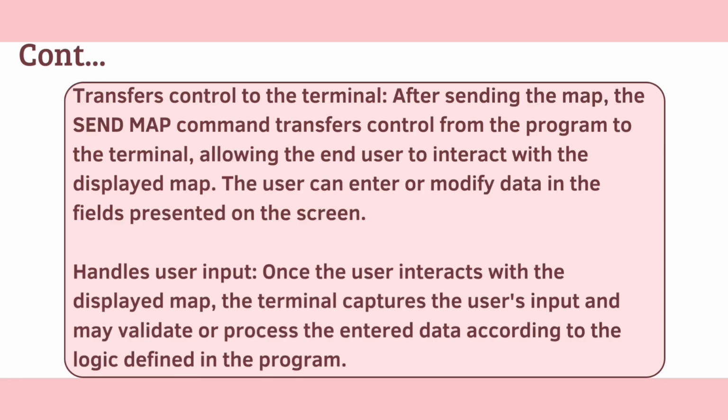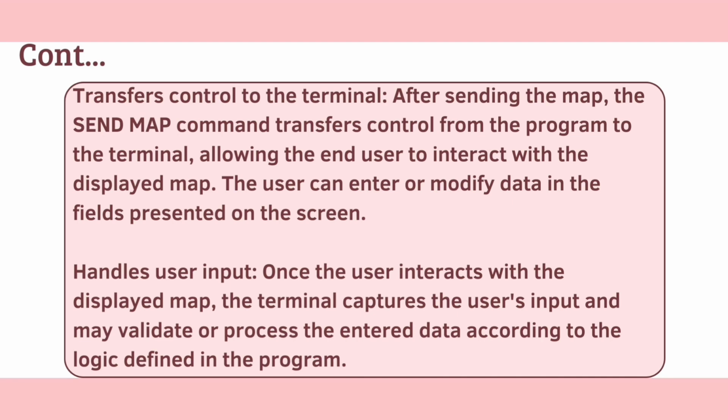Transfers control to the terminal. After sending the map, the send map command transfers control from the program to the terminal, allowing the end user to interact with the displayed map. The user can enter or modify data in the fields presented on the screen. Handles user input. Once the user interacts with the displayed map, the terminal captures the user's input and may validate or process the entered data according to the logic defined in the program.